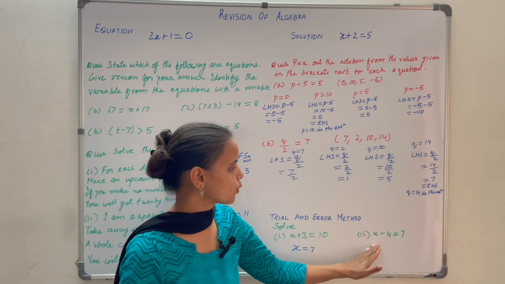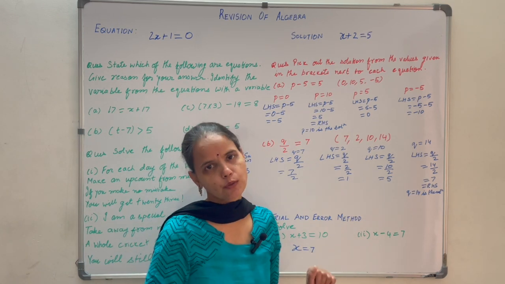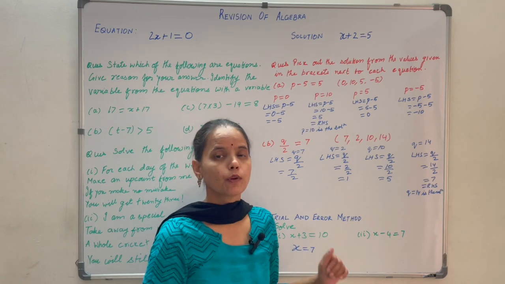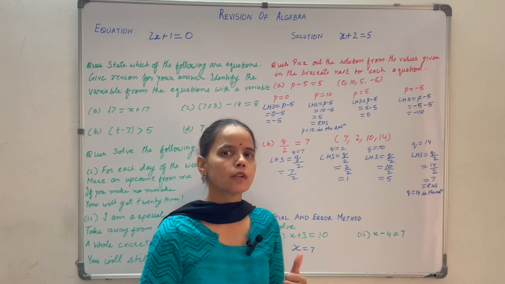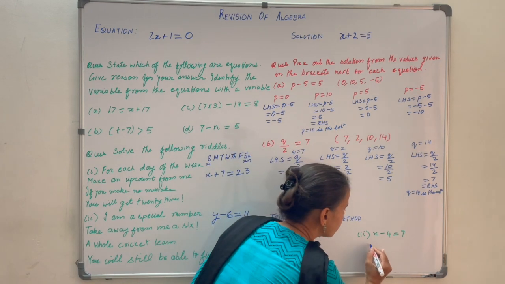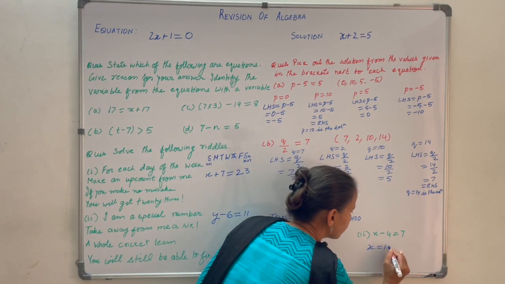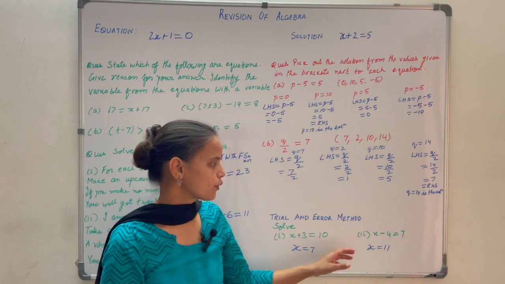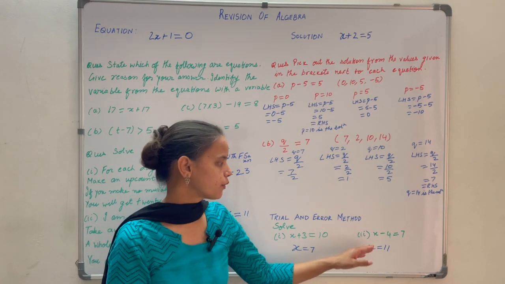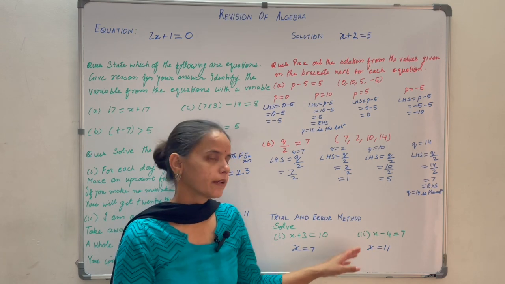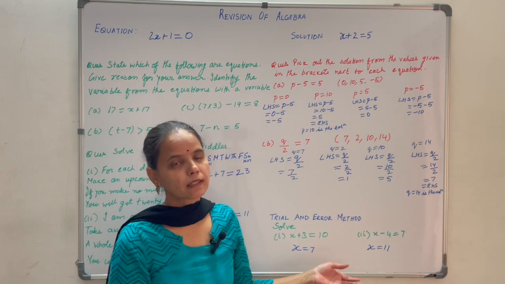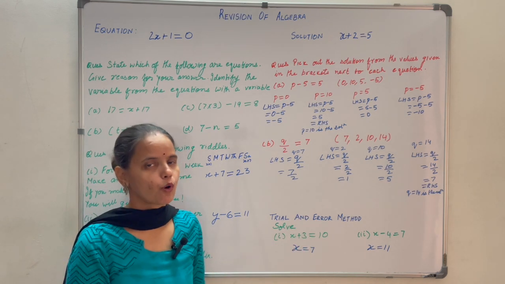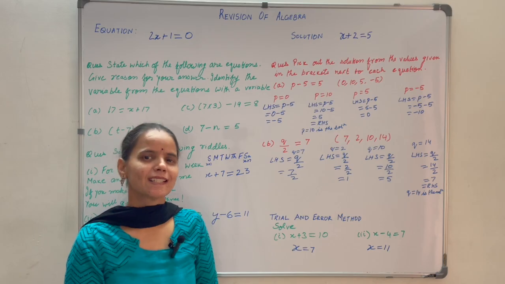Now let us take this question. x minus 4 equals 7. So 10 minus 4 gives you 6. So 11 minus 4 will give you 7. So here x equals 11 is called the solution of this equation. So we have given some trials to find out the solution of this equation. So this method is called trial and error method. A systematic way of solving an equation, you will learn it next year.